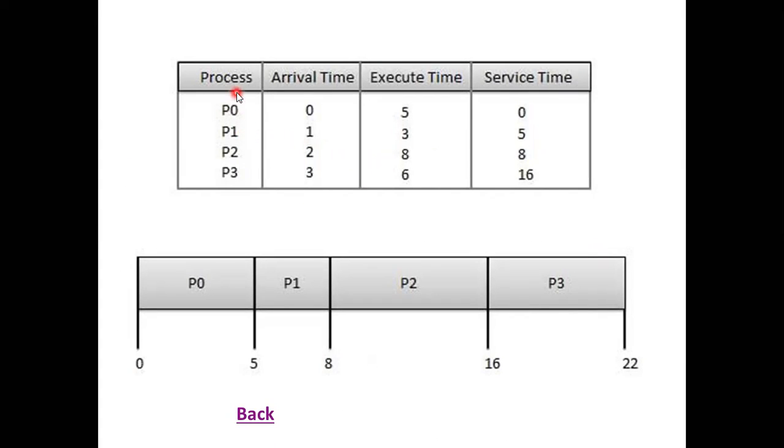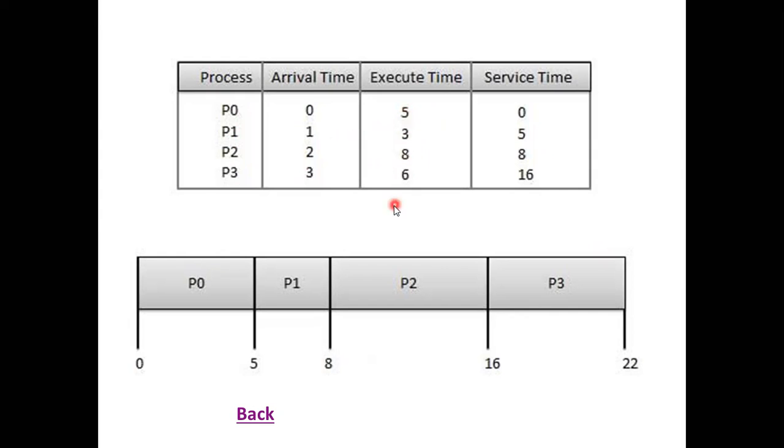Like for example, we have processes P0, P1, P2, and P3. Now in this one, P0 arrived at time 0, P1 arrived at time 1, P2 at time 2, and P3 at time 3. So P0 arrives first, P1 second, P2 third, and P3 fourth. And this is the time they require for processing.